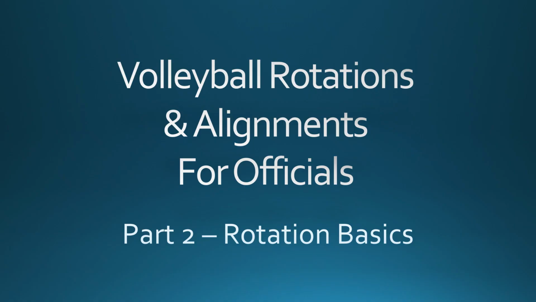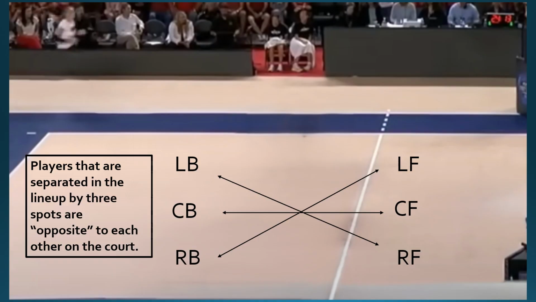For example, we can't determine if our left back is overlapping our center back unless we can look at the court and determine who our left back and center back are supposed to be. Before we start, we need to add a bit of terminology. In the last video, we talked about the position of opposite, or sometimes called right side hitter.